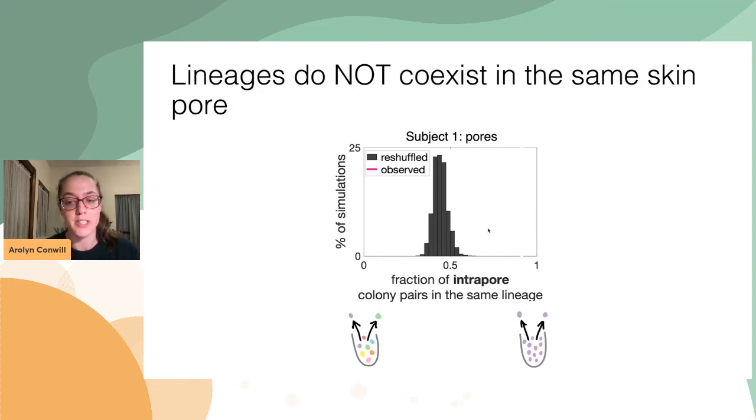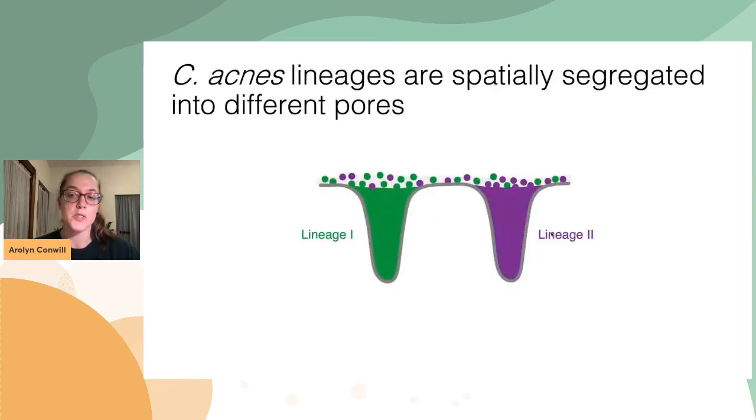Instead, what we actually observe is that when we sample 2 colonies from a pore, they're almost always in the same lineage, over 90% of the time. So what we know so far is that lineages appear to be spatially segregated into different pores, even though these pores might be really close together.